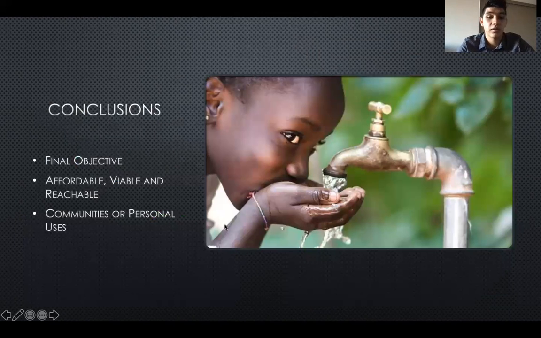It's important to remember that the final objective of the project is, of course, a more efficient design of a reverse osmosis prototype, but the important aspect is for the project to be affordable, viable, and reachable for companies and independent institutions that want to make water obtainable for communities or for personal use.